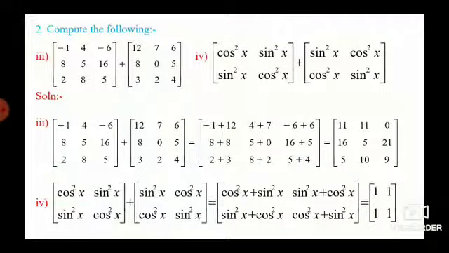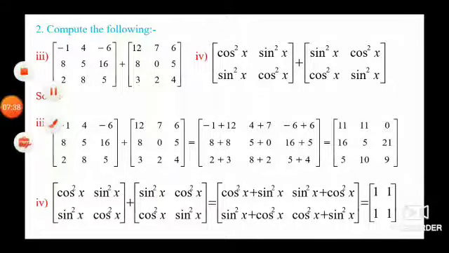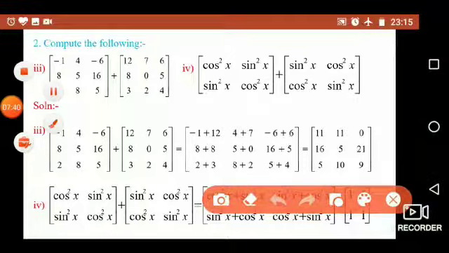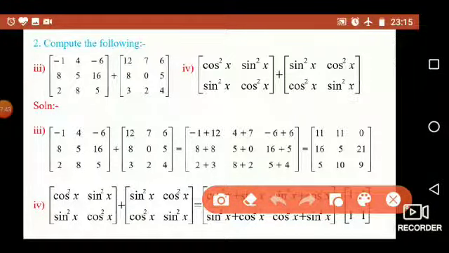We have one more example, the matrices of second order. Let me add the first matrix with a second matrix. The first matrix contains the elements cos square x, sin square x. Second row elements are sin square x, cos square x. Plus, we have the addition of both the matrices.